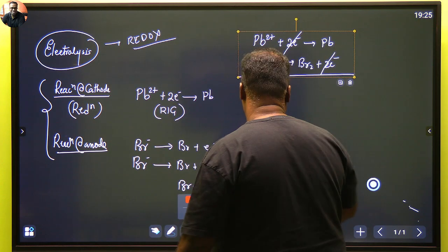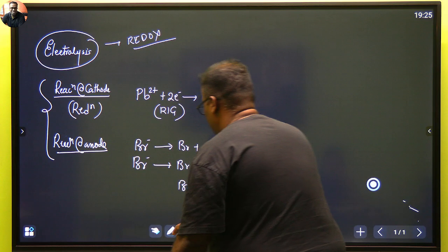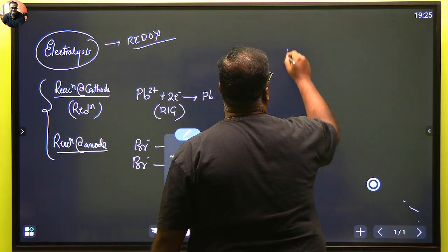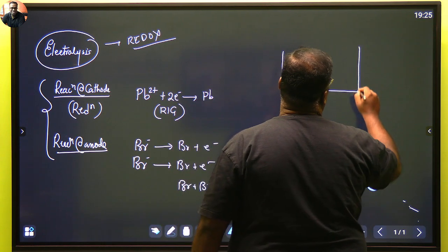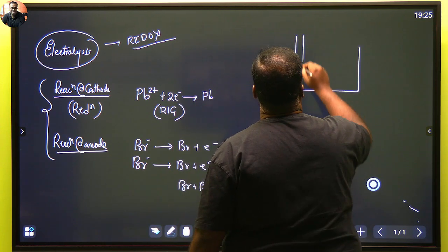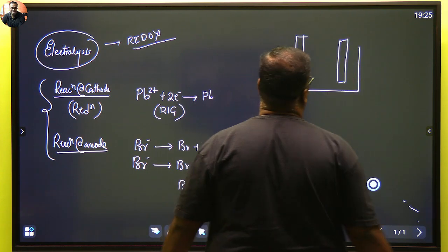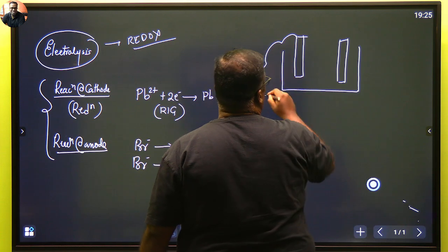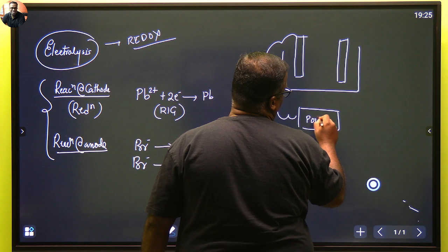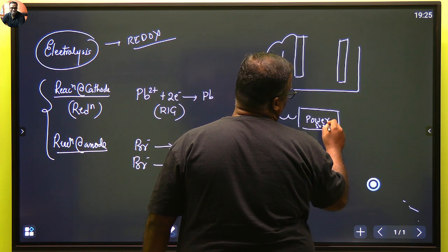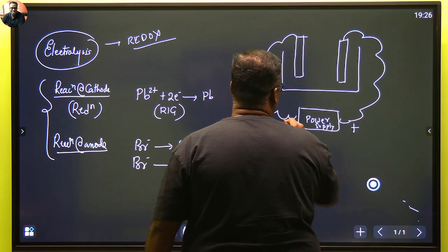Now let us draw the external circuit and try to understand that. Okay, let me draw now the electrolytic tank setup. Now this is one electrode and this is one electrode. And say suppose this is my power supply. Get the logic first. And let's say this is positive and this is negative.